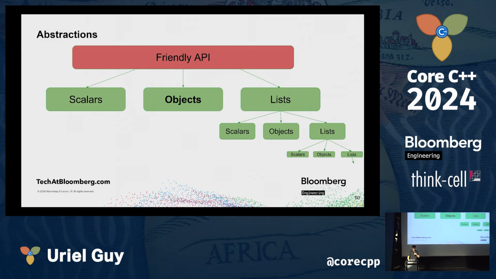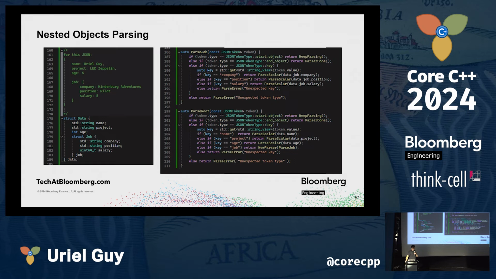So next up, we have objects. Any questions on scalars while we're here? OK. So let's look at something a little more complicated. We now have a nested type. We have me. Apparently, I'm 5 years old, and I work somewhere where I get paid 5 peanuts. And we want to parse that.